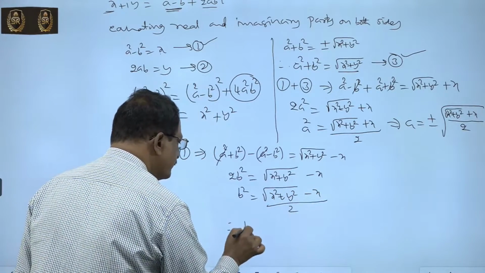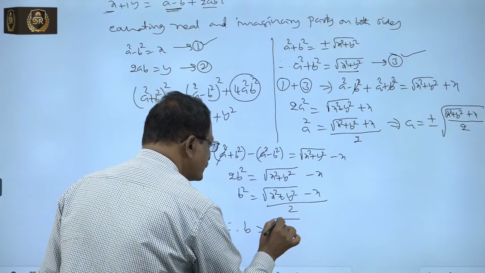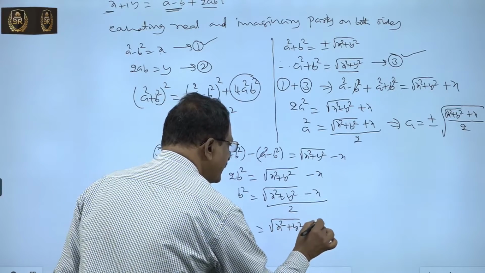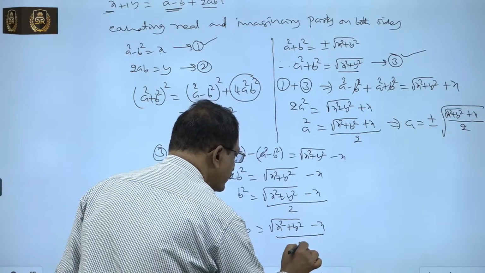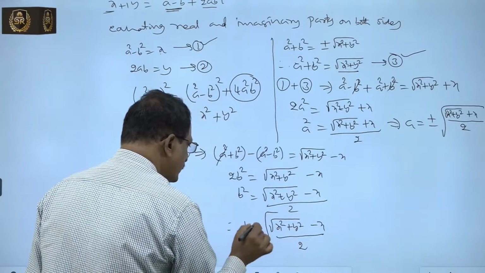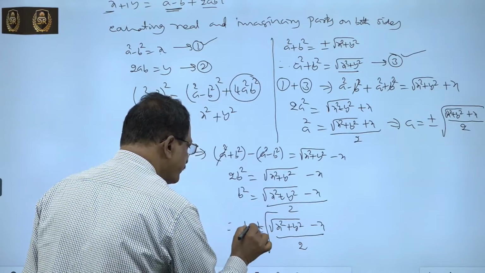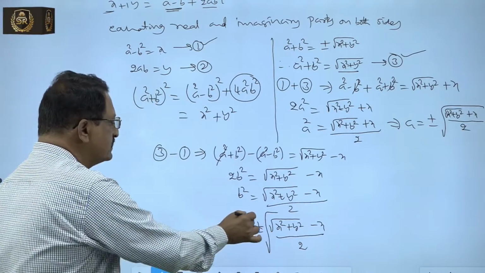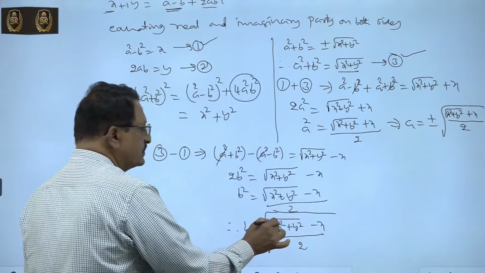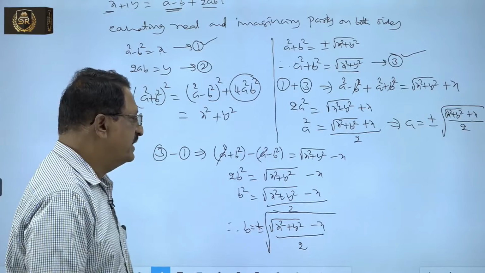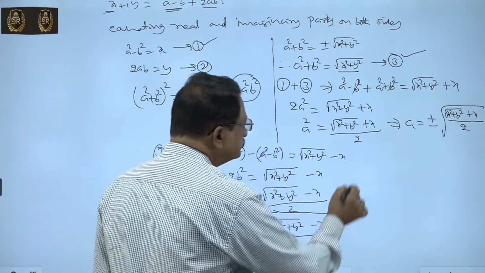Therefore b equals the square root of the square root of x square plus y square minus x by 2, under root. It may be a plus or minus sign. b equals plus or minus the square root of the square root of x square plus y square minus x by 2. Okay.